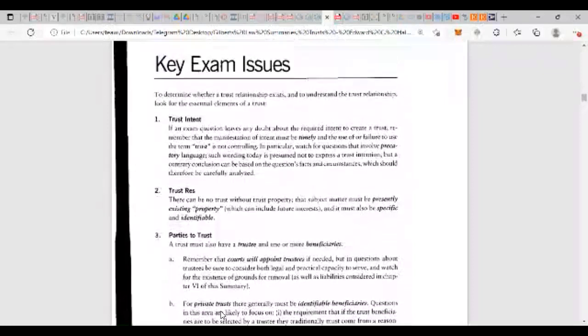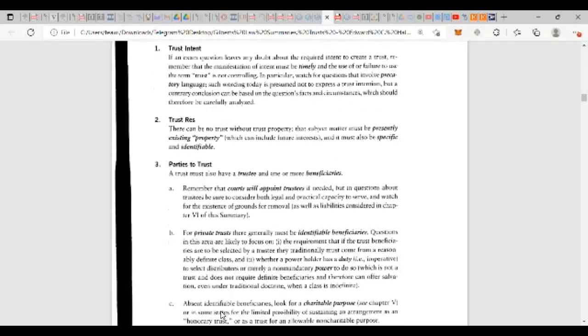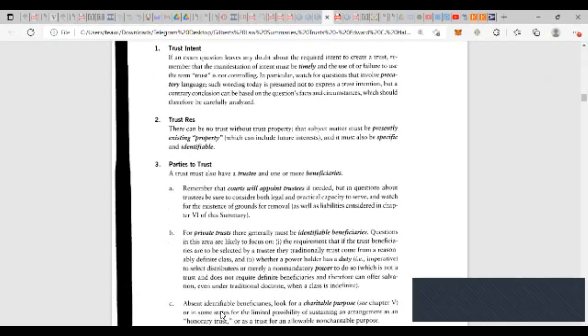So starting out is the key exam. To determine whether a trust relationship exists and to understand the trust relationship, look for the essential elements of a trust. Number 1 is trust intent. If an exam question leaves any doubt about the required intent to create a trust, remember that the manifestation of intent must be timely, and the use of or failure to use the term trust is not controlling. In particular, watch for questions that involve precatory language.